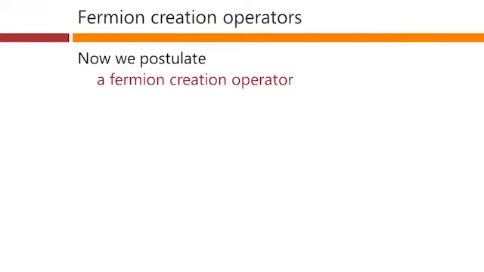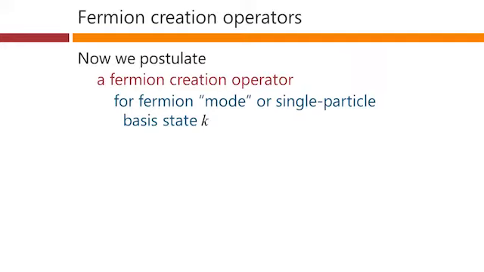We're going to postulate a fermion creation operator. We're not going to pretend to derive it from anywhere. We're going to postulate one that has the right properties. And this one is going to have the right properties for fermion single particle basis state K, or fermion mode K. And we're going to write it as BK dagger.